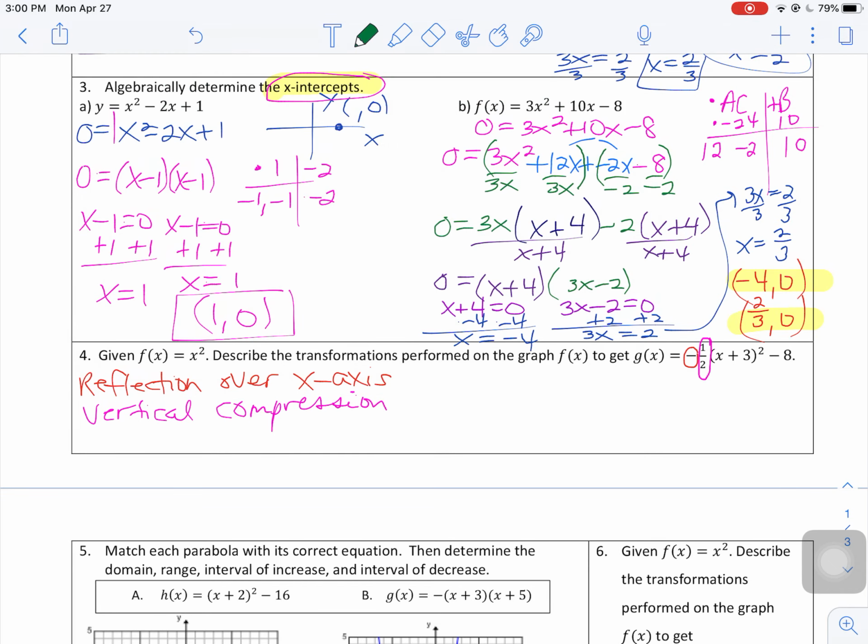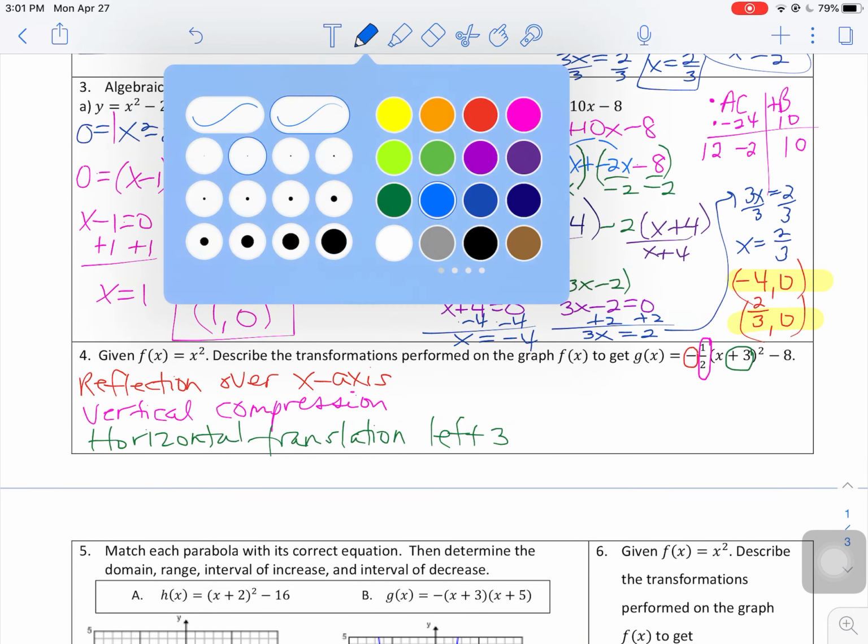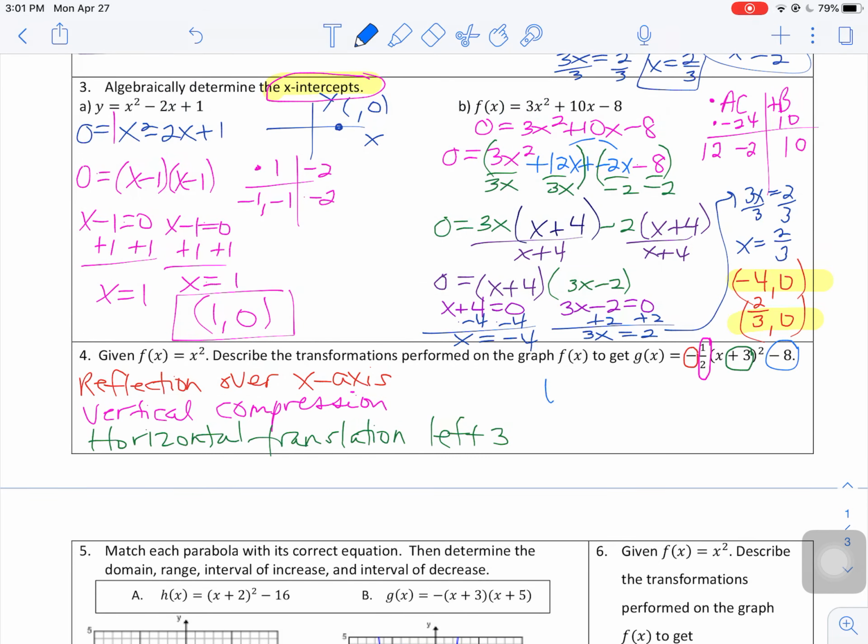The +3 in the parentheses is a horizontal translation. They're always the opposite of what we think they should be. So since I see a +3, that actually means go left 3. So horizontal translation left 3. And then that last one in the back is a -8.